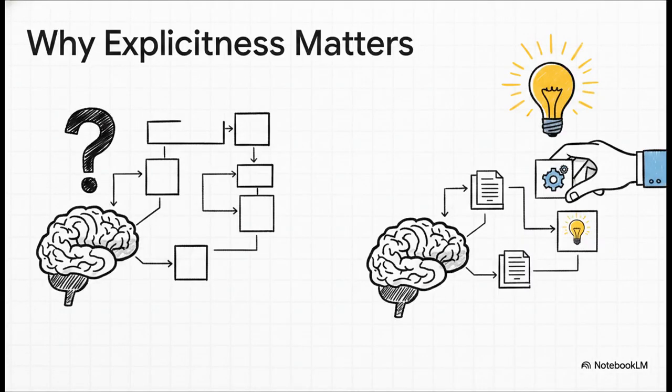I mean, think about it. The model has no clue about your project's architecture, right? It doesn't know your company's specific coding style or conventions. You have to spell everything out because it will not assume anything. If it's important, you have to put it in the context.